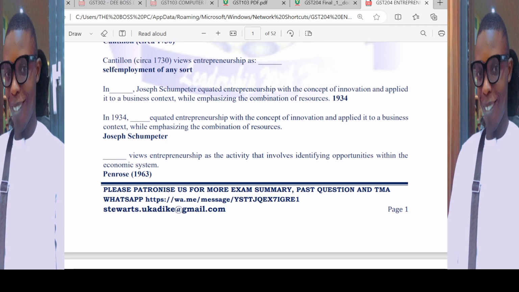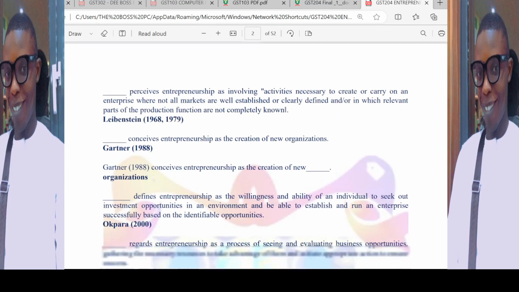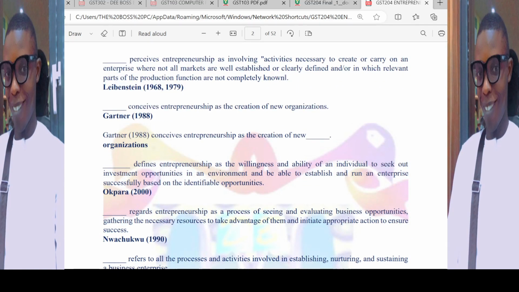Opportunities within economic system. Now, Leibenstein perceived entrepreneurship as involving activities necessary to create or carry on any enterprise where not all markets are well established or clearly defined, and or in which relevant part of the production functions are not completely known.